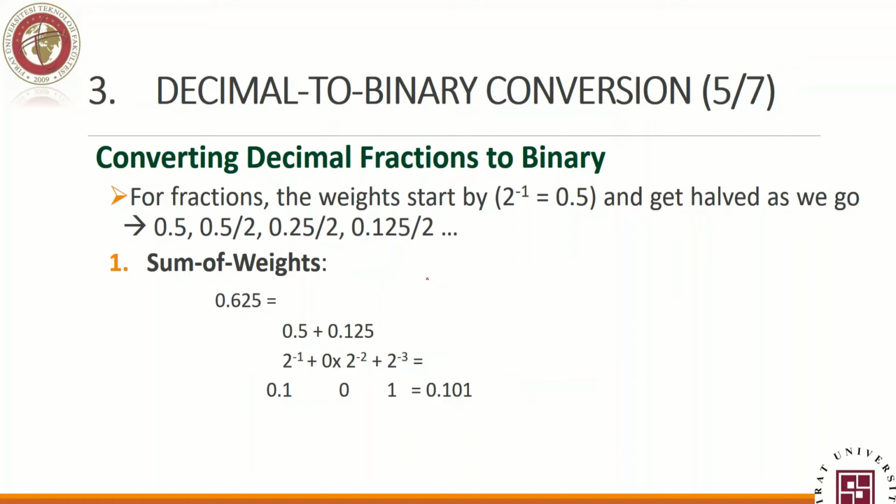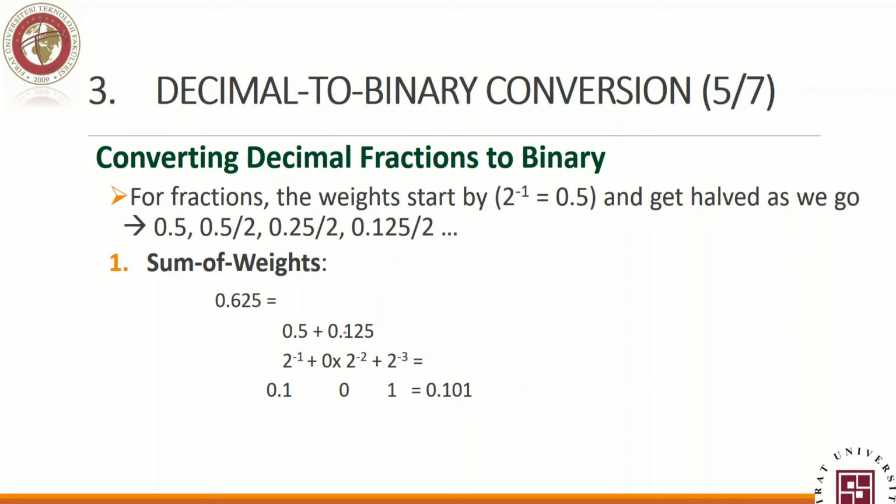So look at this. For example, if we have 0.625, now how can we convert it to binary? We decompose it. Now remember that the first binary weight next to the binary point is 0.5, or 2 to the minus 1. Then it is halved, then it is halved, then it is halved, and so on. So initially what we can do is decompose this into some fractions.